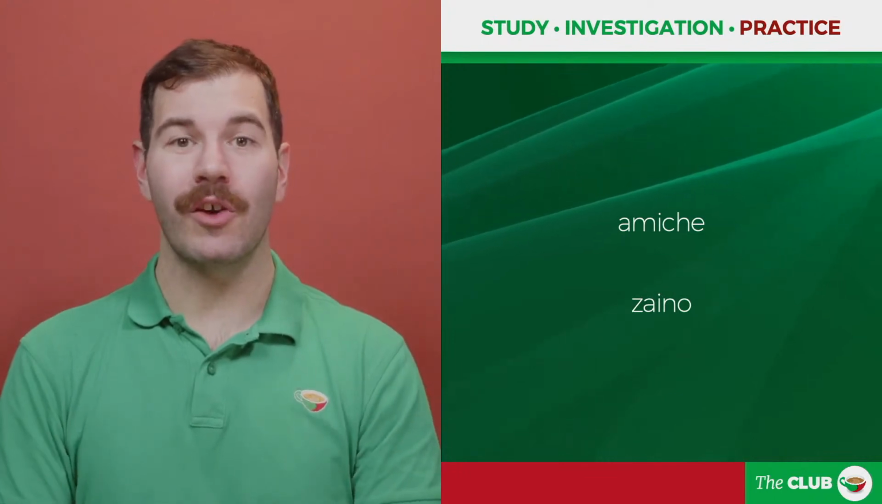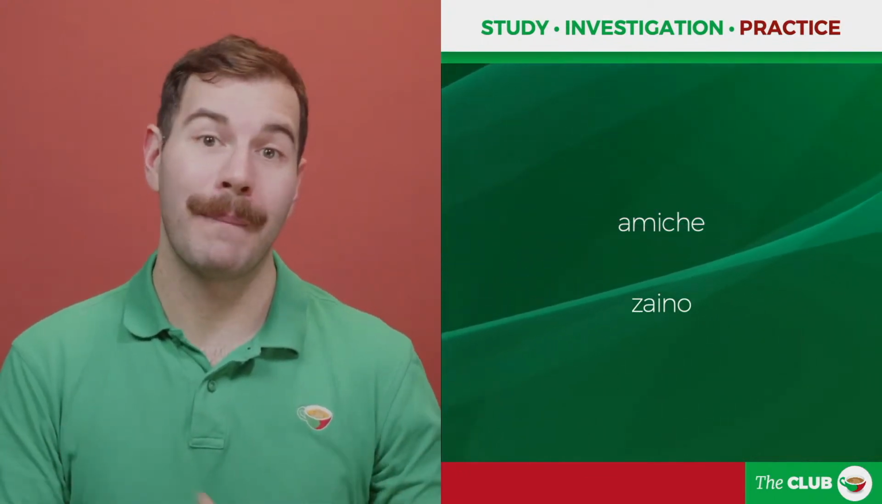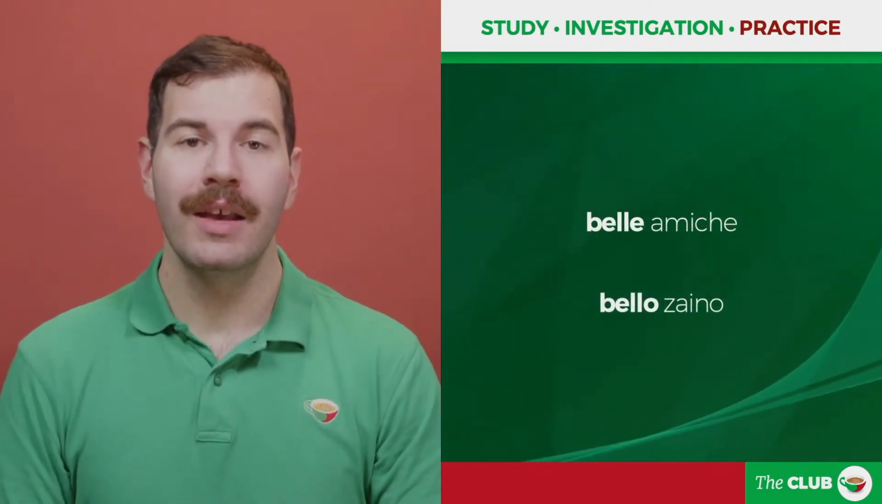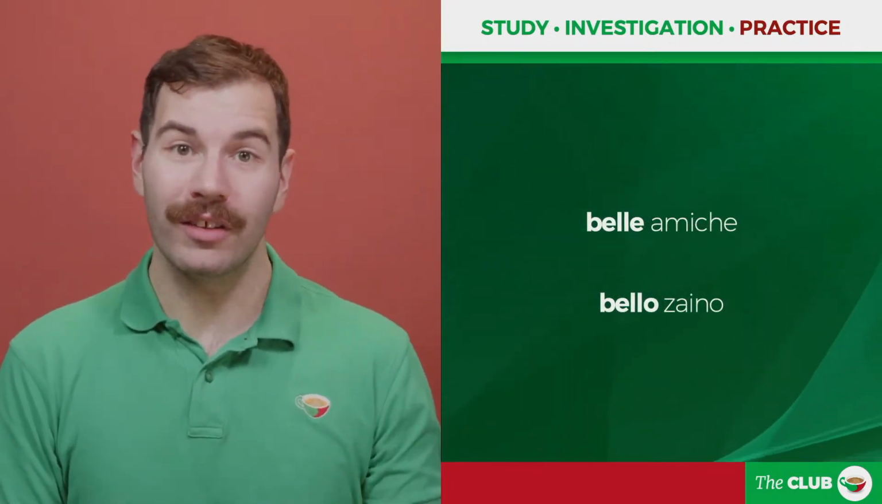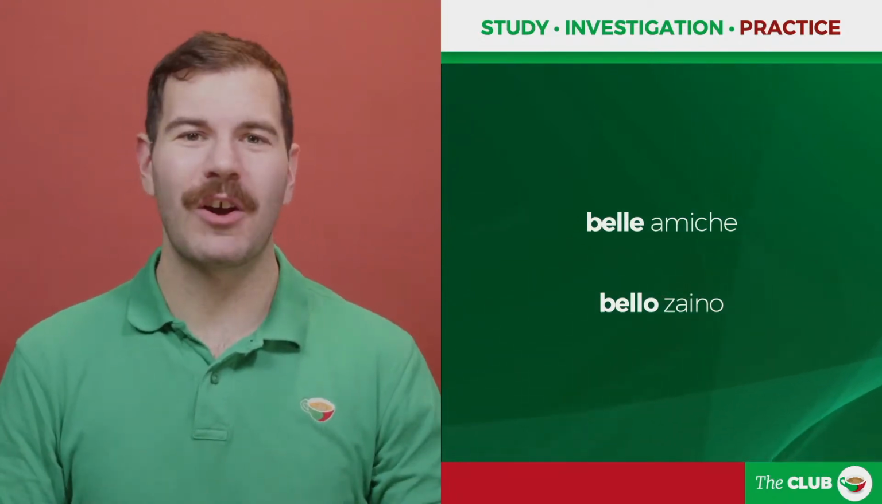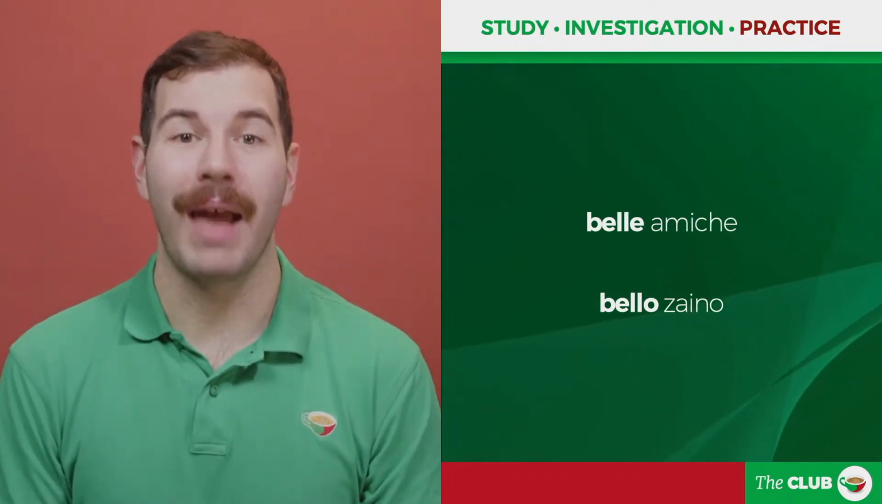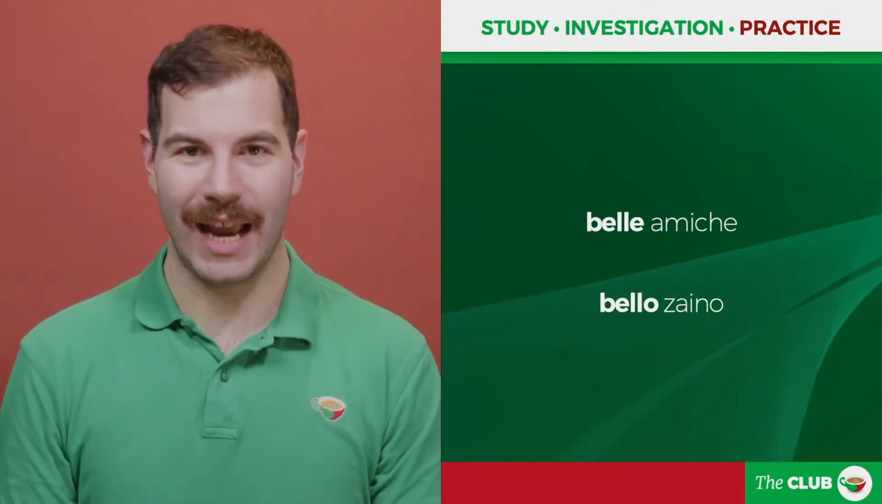Okay, tempo scaduto. So amiche is a plural feminine noun. So we're going to choose belle, belle amiche. And zaino, just like yacht, is part of those groups of nouns that start with specific combinations of letters, which require bello. So bello zaino.